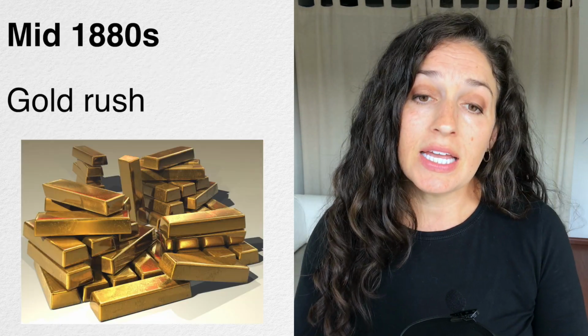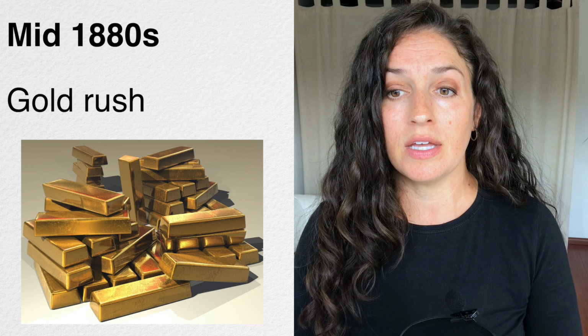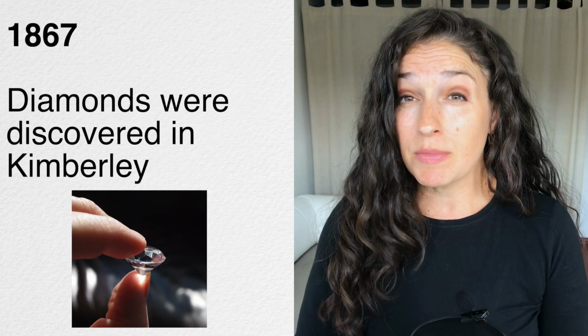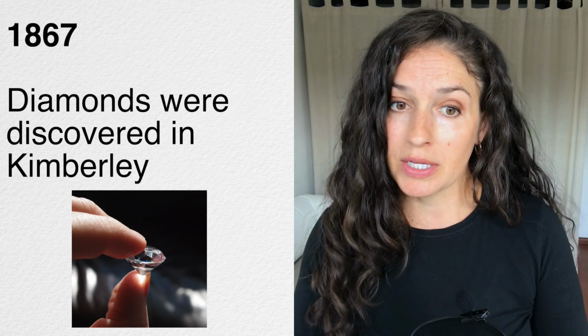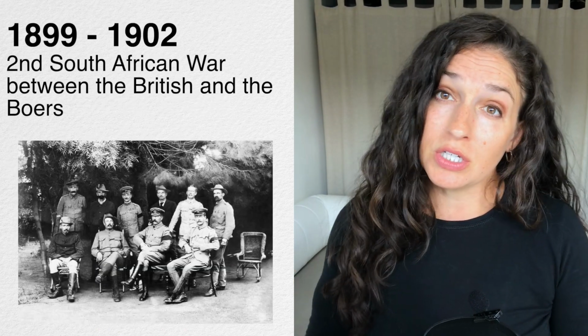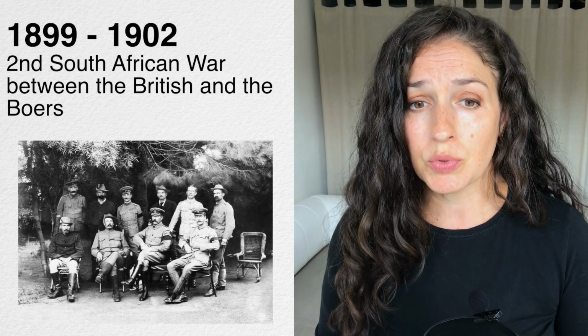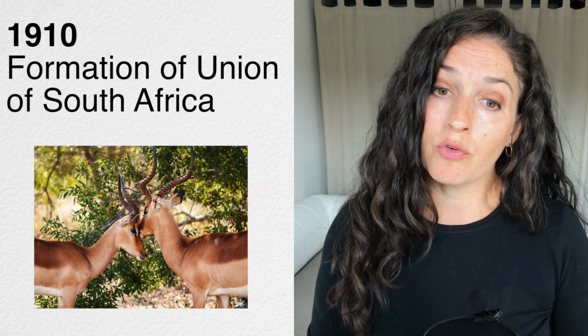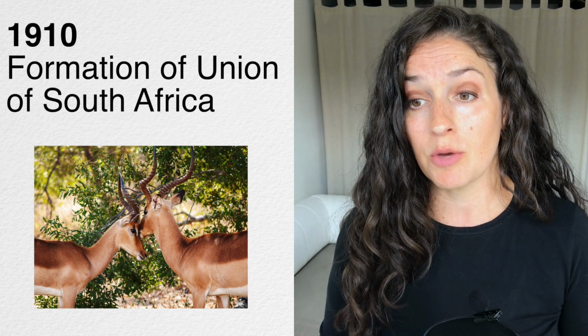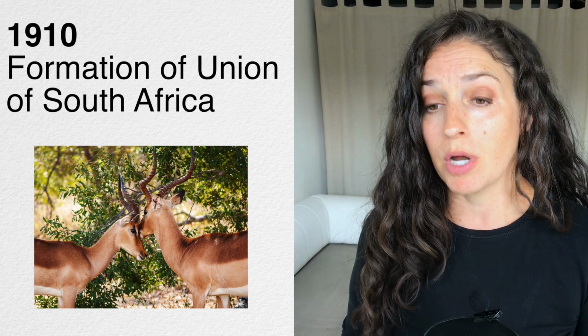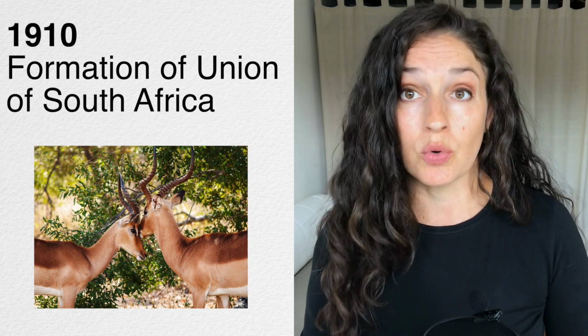In the mid-1880s, gold was discovered in Transvaal, and this triggered a gold rush at the time, which of course also triggered mobility or migration during the period. In 1867, diamonds were also discovered in Kimberley. From 1899 until 1902, there was the Second South African War between the British and the Boers. And in 1910, you had the formation of the Union of South Africa by the former British colonies of the Cape and Natal, and the Boer republics of Transvaal and the Orange Free State.